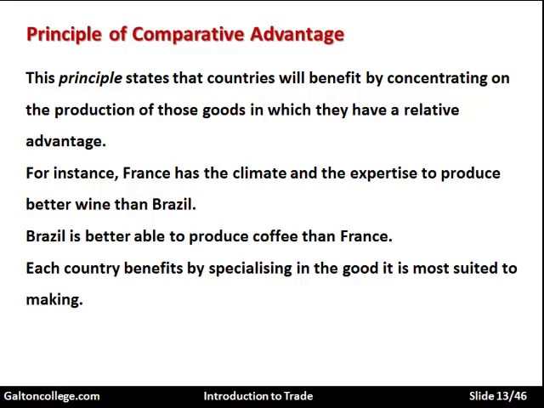Now if they specialize, so France does not attempt to grow coffee beans and Brazil does not attempt to make wine, the resources that would have gone to try and make the second product in each country can all be dedicated to producing the item at which they are best suited. So all the resources in France could go to make wine, all the resources in Brazil in this case could go to make coffee or grow coffee.